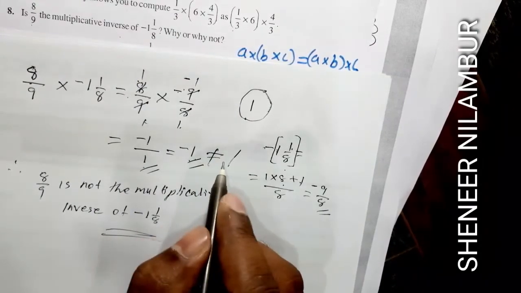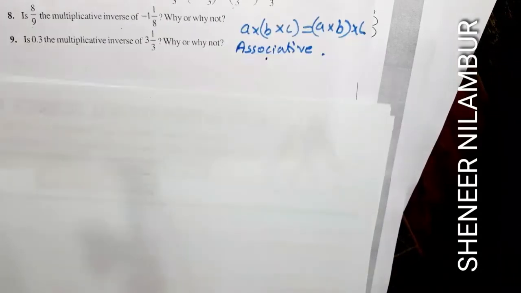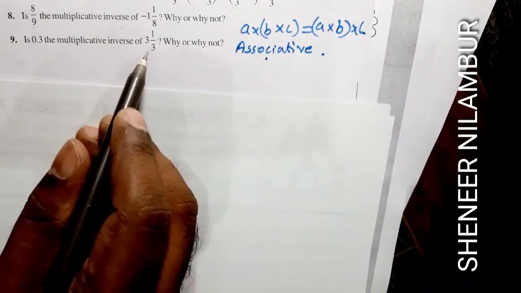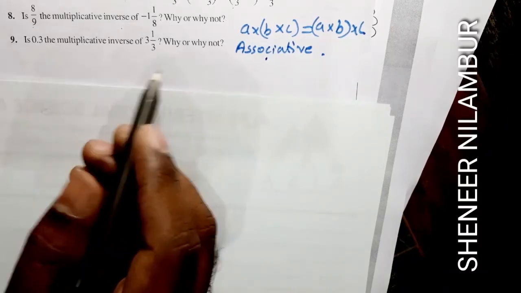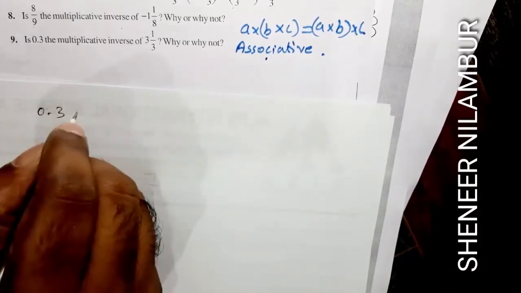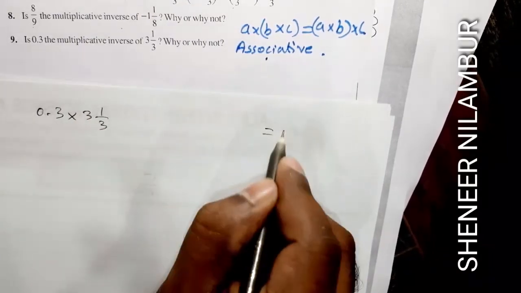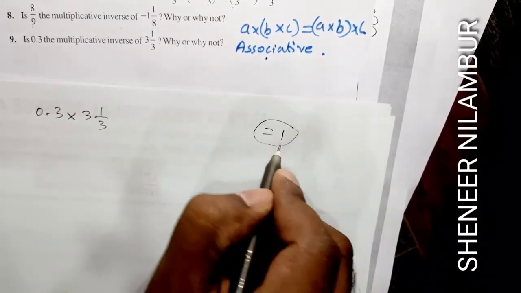If it is equal to 1, we can say that. Okay. Now question number 9. Is 0.3 the multiplicative inverse or not? If it is the multiplicative inverse, what will we get? When we multiply, the answer will be equal to 1. We can check whether we are getting that or not.